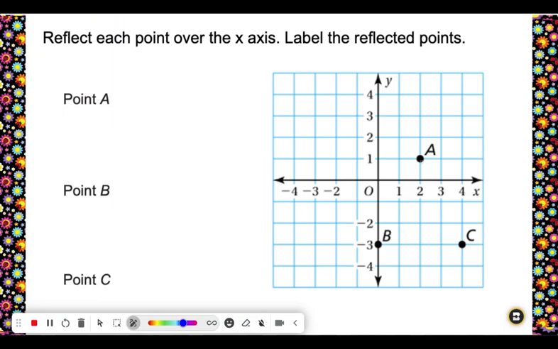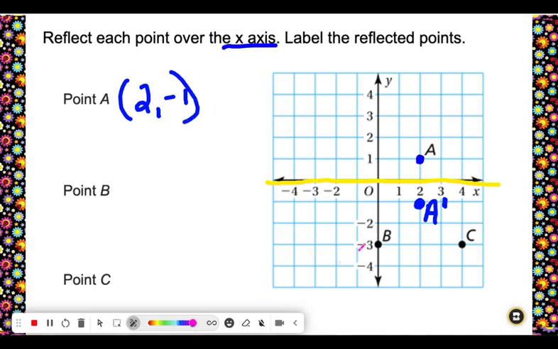So point A is here. We need to reflect over the x-axis. I like to highlight what axis I'm going over, so I'm going to highlight the x-axis. Where is A going to go reflected? Well, I'm 1 away from the x-axis, so I need to be 1 away from the x-axis here. We're going to call that A prime. It's like a little apostrophe, but it's called prime. That shows the reflected point. So A is now at (2, -1).